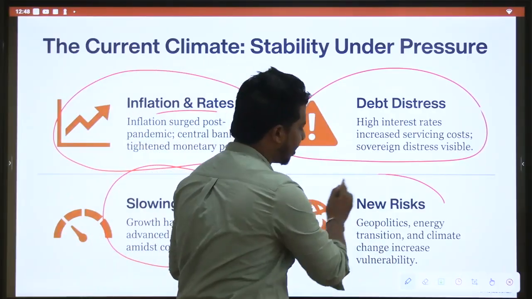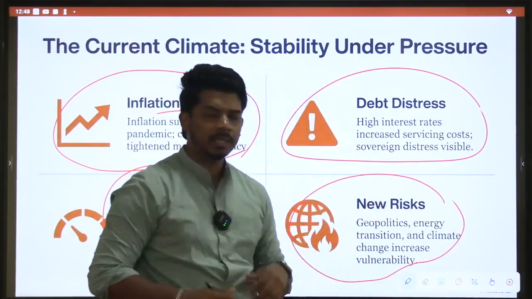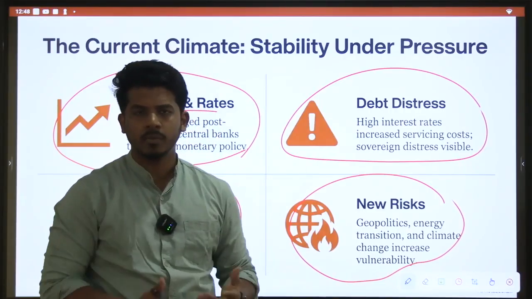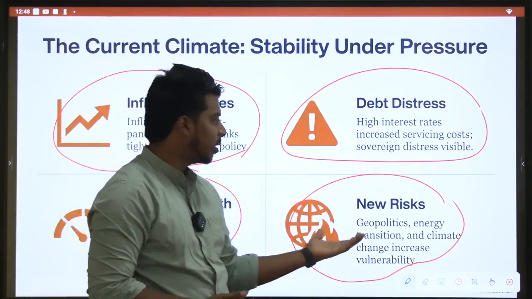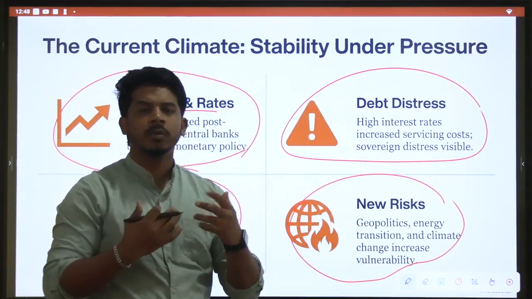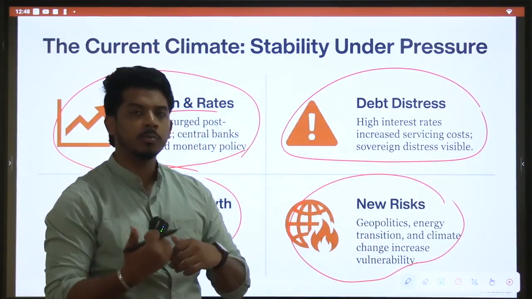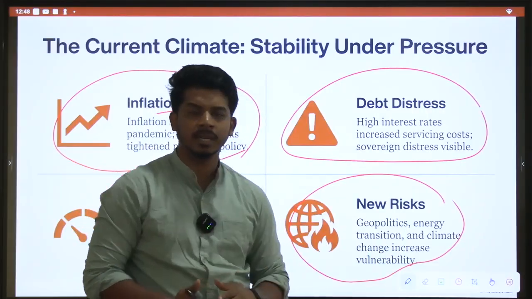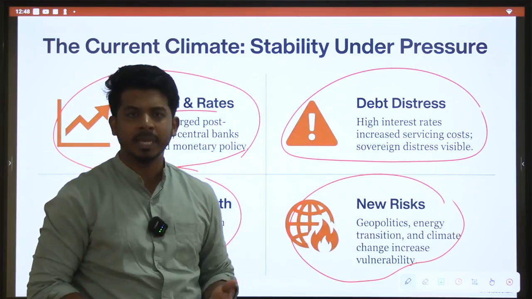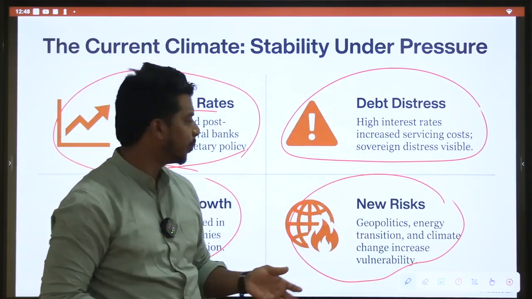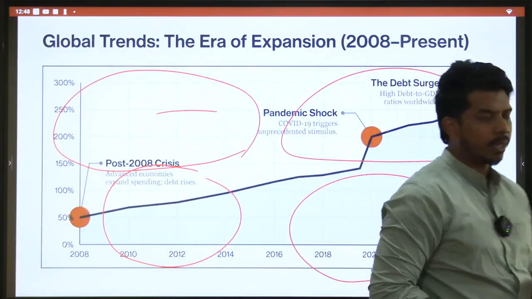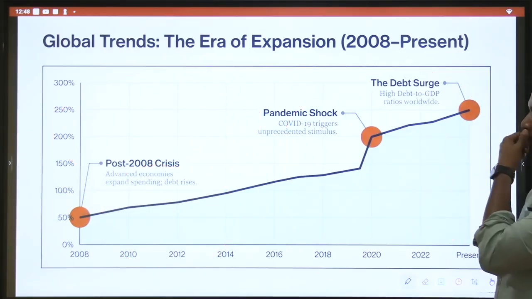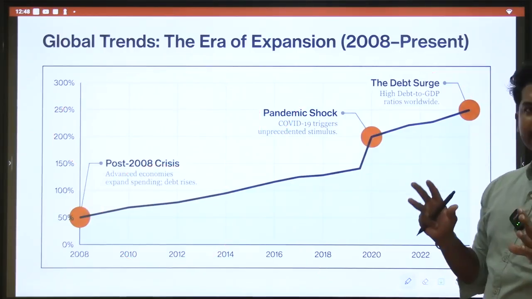At the same time, we are facing new risks. We are seeing trade wars, export restrictions, many wars going on in the world, like the Russia-Ukraine war, etc. So much geopolitics. We are polluting the environment, so we need to move from fossil fuels to non-fossil fuels. So there is a need for energy transition. So much climate change is happening, many climate calamities are happening. So this is the present scenario of the world.